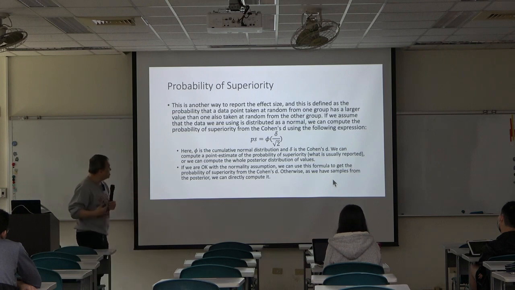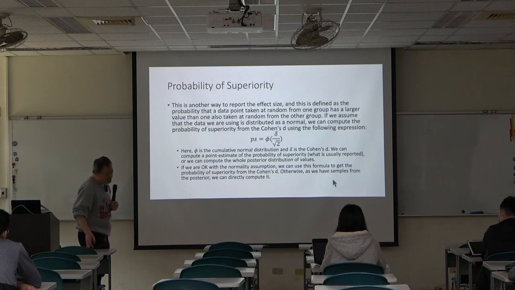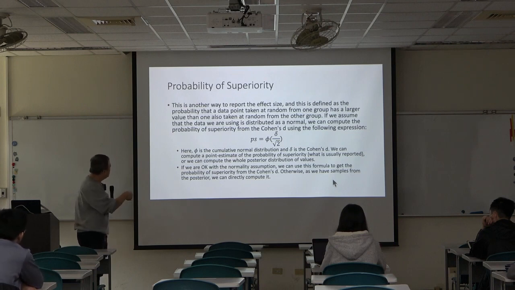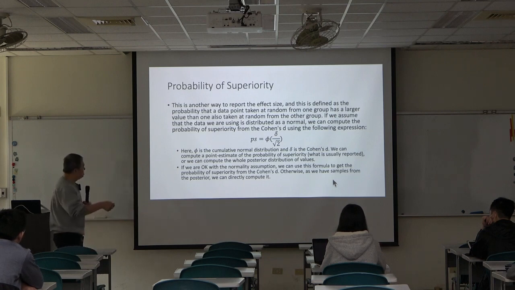Intuitively, the meaning of probability of superiority is defined as the probability that a data point taken at random from one group has a larger value than another value taken at random from the second group. So you just randomly take a value from each of the two groups and compare them. That's the probability of superiority. But we know this is difficult to calculate.